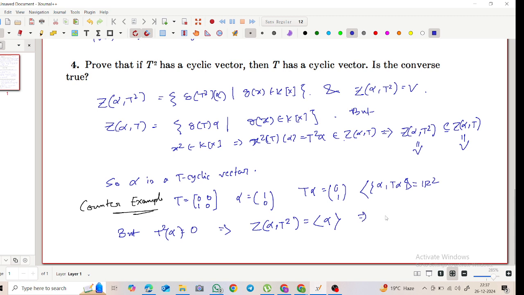Okay, so let's write it this way. The trick: T square is 0, so the 0 operator can't have a cyclic vector, na? So T square does not have a cyclic vector. That is the trick, you take T such that T square is 0.